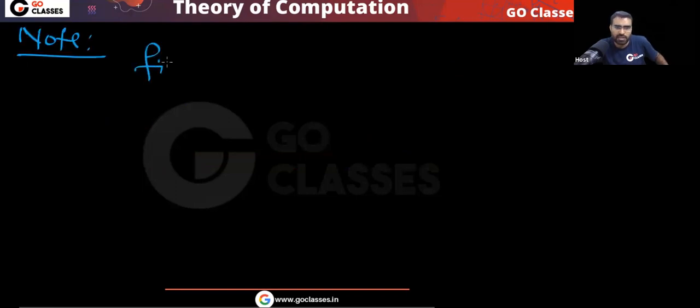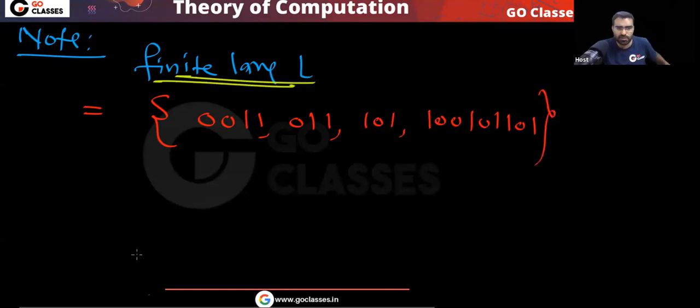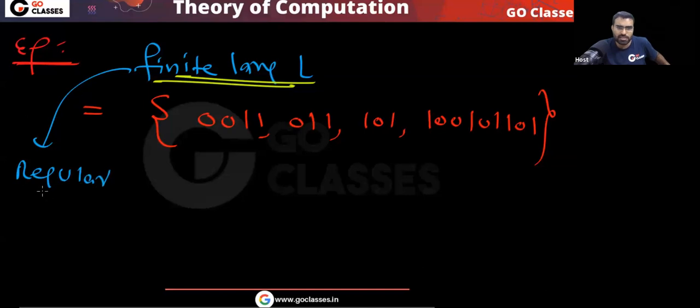If you have a finite language L, for example, let me give you this finite language: 00, 11011, 10110. Now you tell me, this is a finite language, so this is regular. Every finite language is regular, yes or no? Every finite language is regular. So this is a finite language.